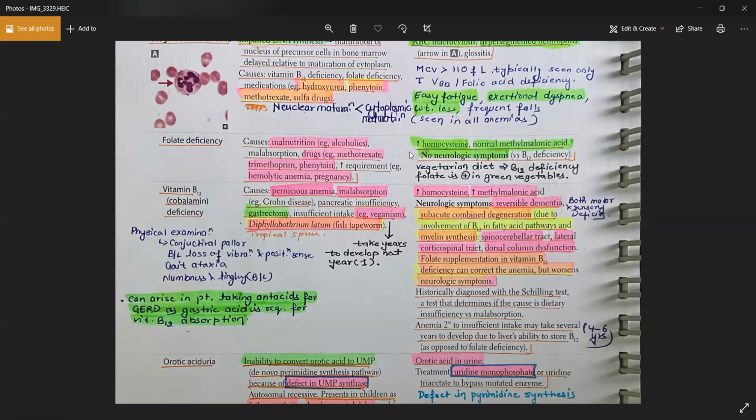What other things will you see? You won't see any neurological symptoms in case of folate deficiency, and the folate stores in your body last about 6 to 9 months. So deficiency of folate will be seen within 6 to 9 months of the cause. There won't be elevated levels of methylmalonic acid, unlike in vitamin B12 deficiency. Because the methylmalonic acid levels are normal, you won't have any neurological symptoms, although you will have a high level of homocysteine, right? You remember this part of homocysteine?